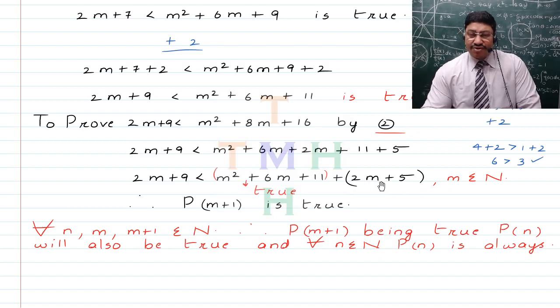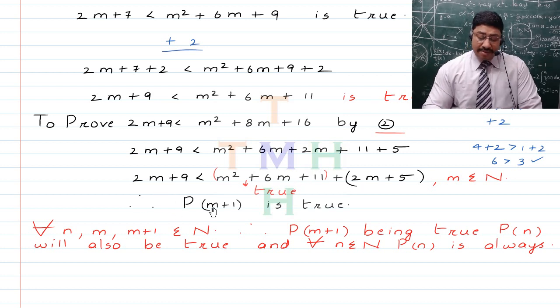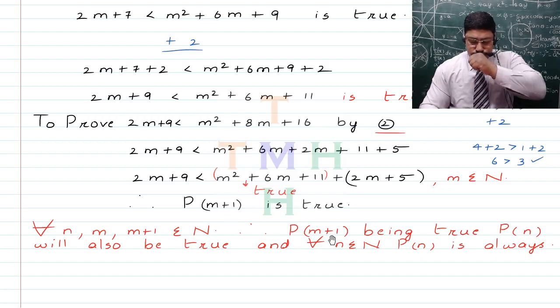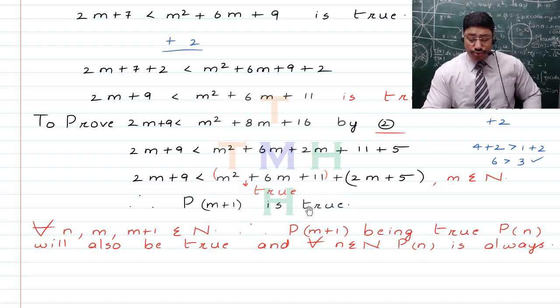So as such, m being from the set of natural numbers, it cannot have a negative number. So 2 times of m plus 5 will become a positive natural number, which when added to the right hand side will become further greater than 2m plus 9, and therefore P(m plus 1) will remain to be true for all the natural number values for n, m and m plus 1.